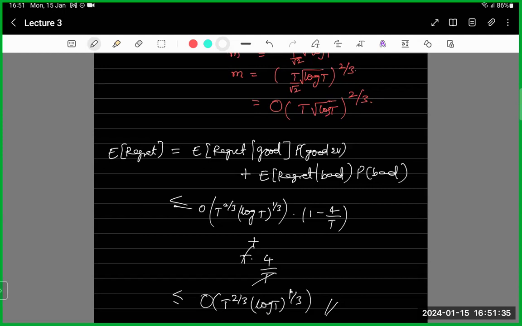So if we had got t power 1 by 2, then we would already have the best algorithm. But we have only got t power 2 by 3. So this is not the best algorithm, but this is better than a naive algorithm of just picking any arm at random.